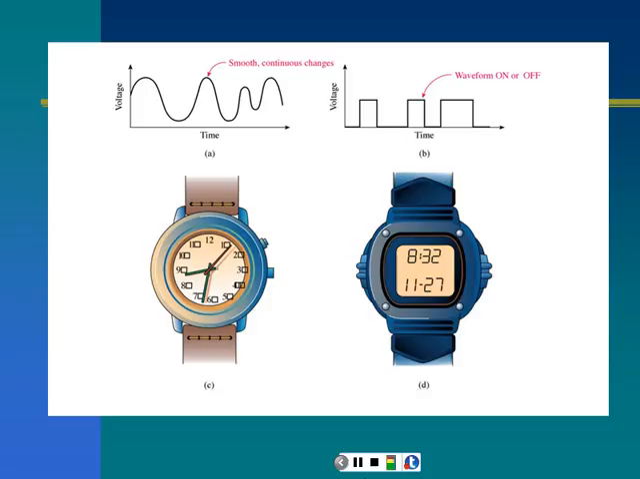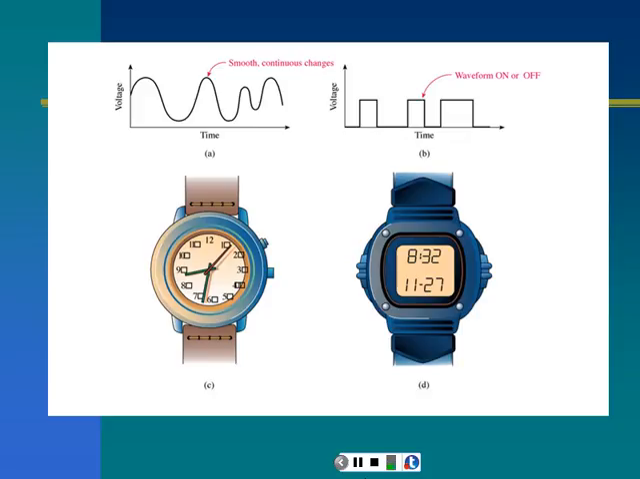This is basically two watches. One's digital, one's analog. On the digital clock, if it's not 8:32, what's the next number? 8:33. Can I have 8:32 and a half? Not that it shows on the screen, right? It just changes from one minute to the next. You with me? So that's digital.